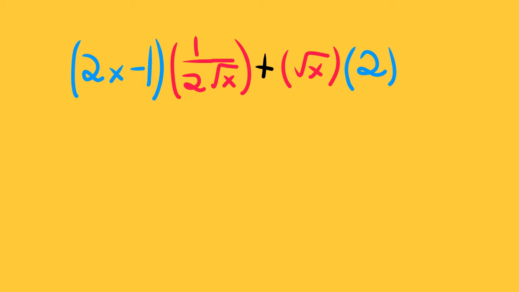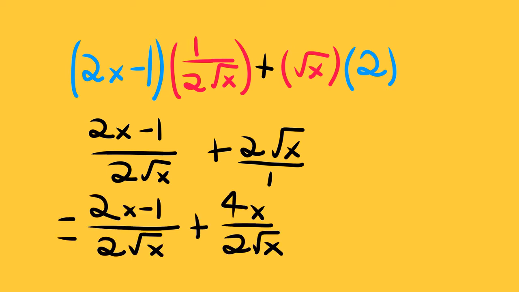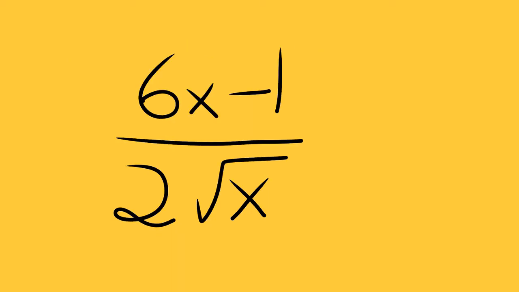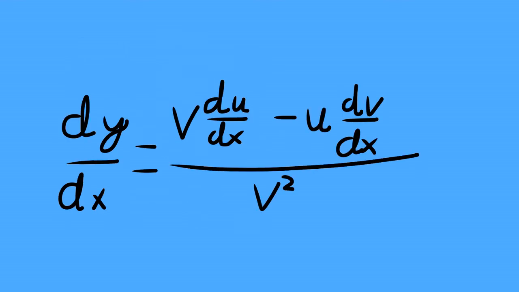So then, just to look at that, the derivative of square root of x is 1 over 2 root x. So then you're left with 2x minus 1 over 2 root x plus 2 root x over 1. So put them both over the same common denominator, and 2 root x times 2 root x is just 4x, which will leave you with 6x minus 1 over 2 root x. And now we have the quotient rule, where y is equal to u over v.